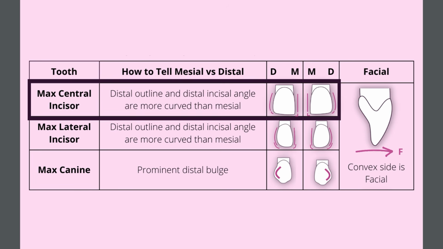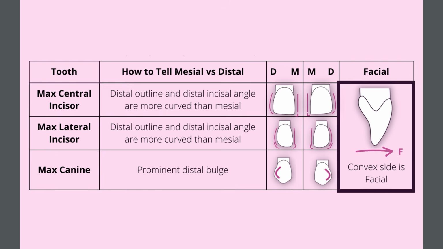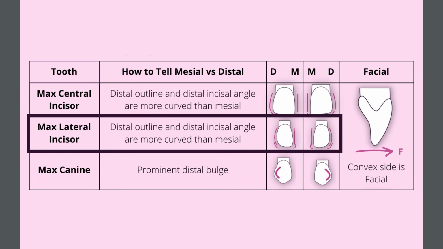For the maxillary central incisor, the distal outline and distal incisal angle are more curved than the mesial, so the straighter, sharper side is the mesial. Looking from the proximal, the side that is more convex, not concave, not the side with the fossa, is the facial. For maxillary lateral incisors, the distal outline, distal incisal angle are more curved than the mesial, so the side that's straighter you know is the mesial.